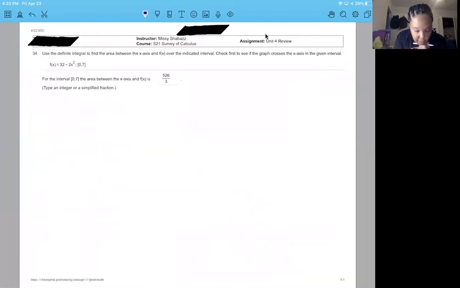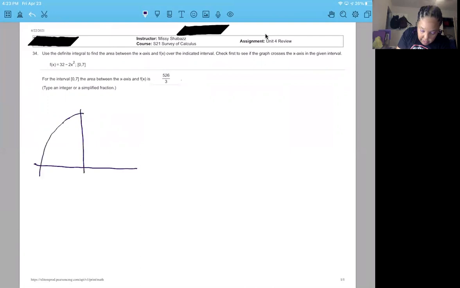And I believe this is our last one. It says use the definite integral to find the area, total area, not net area. Remember, you get the net area when you just have the integral between the x-axis and f of x over the indicated interval. Check first to see if the graph crosses the x-axis in a given interval. So what I have is 32 minus 2x squared from 0 to 7. And again, 32 minus 2x squared is an upside down parabola, shifted up 32, so it looks something like this.